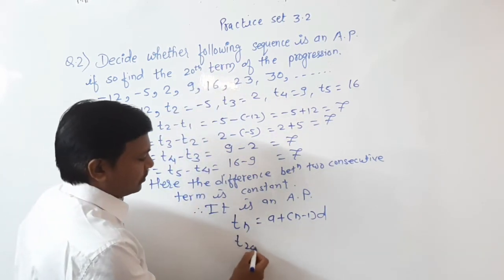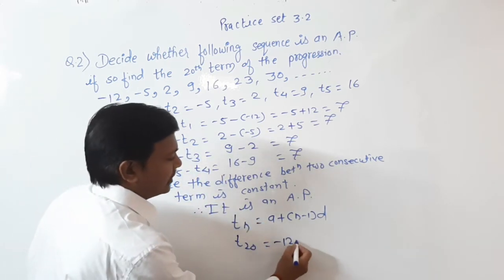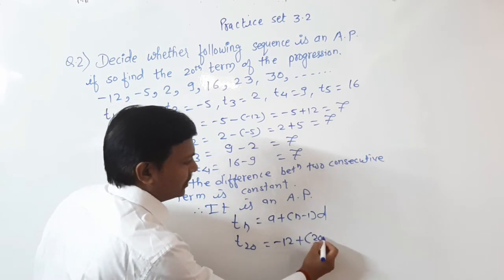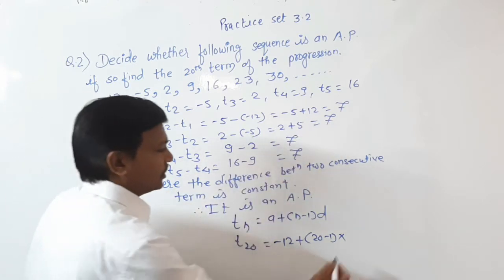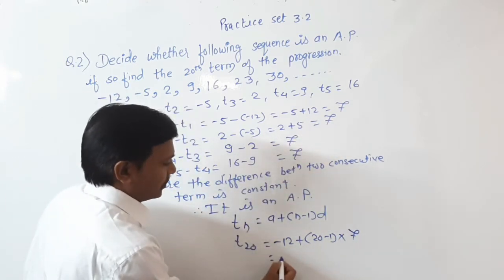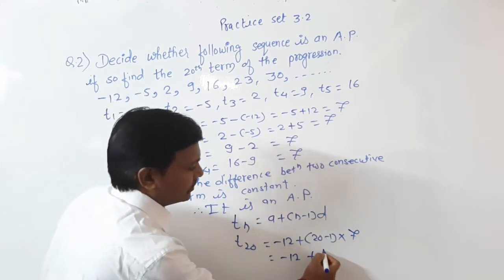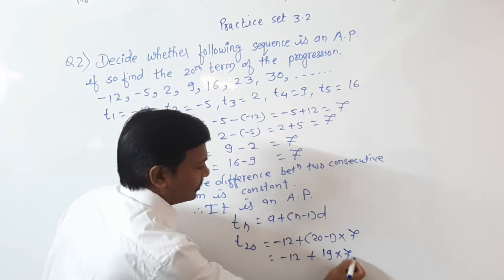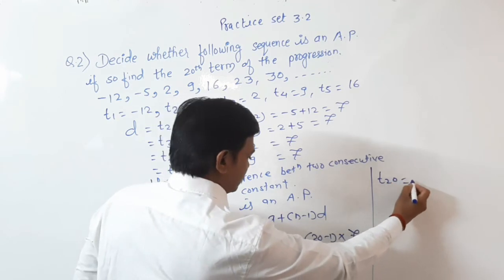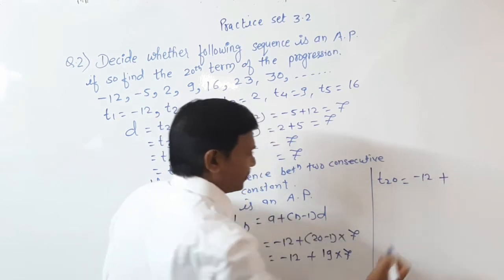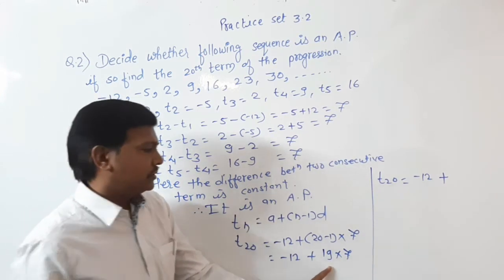So T20 equal to A, that is our first term, minus 12, plus this n is 20 minus 1 into D, and D means common difference, that is 7. So we multiply here by 7. So minus 12 plus 20 minus 1, that is 19 into 7. So T20 equal to minus 12 plus 133.